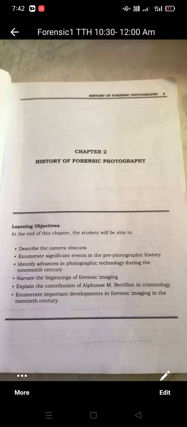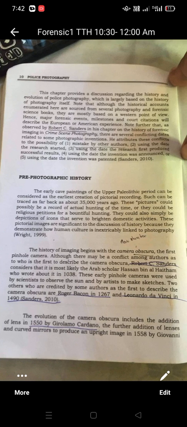5. Explain the contribution of Alphonse M. Bertillon in criminology. 6. Enumerate important developments in forensic imaging in the 20th century. So, police photography. This chapter discusses the history and evolution of police photography.